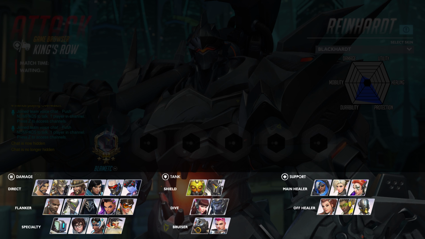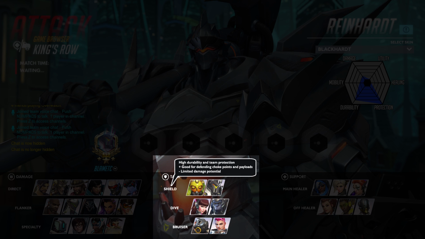So you have these different categories within the main three, and it just gives the players a better idea of what those can do. This can further be improved by adding tooltips for when people mouse over the little descriptive word. So for example, in the shield category, you would have a general description of what they can do, they would have a couple of pros about good things that the characters are useful for, but it would also have some negative things and some of their weaknesses. So high durability, team protection, and then pro, good for defending choke points and payloads. Con is limited damage potential.